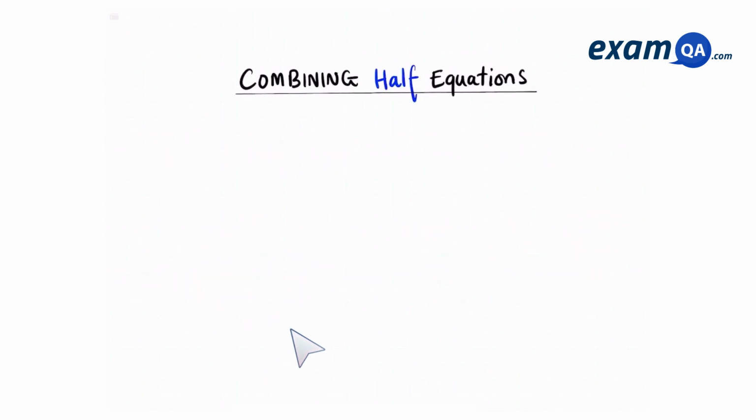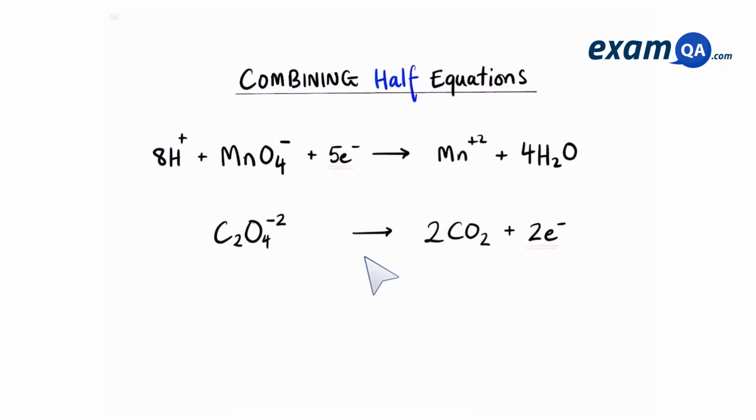Okay, let's try a different reducing agent. So this time, we're going to react manganate with ethane dioate. So just like before, we're going to write the complete half equations. Notice that manganate has 5 electrons, whereas ethane dioate has 2 electrons. So now that we have the number of electrons, what we can do is see what they both go into. So now we can see that 5 and 2 both go into 10. So we're going to multiply the top equation by 2 and the bottom one by 5.